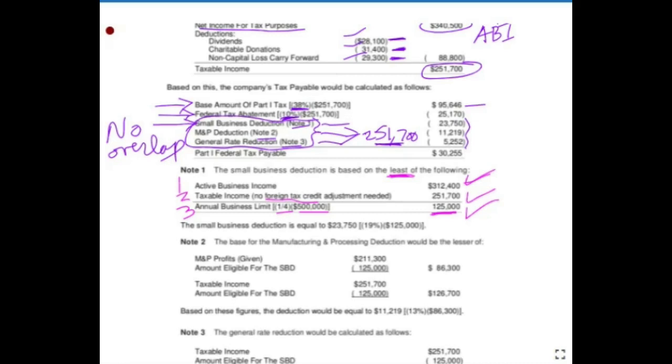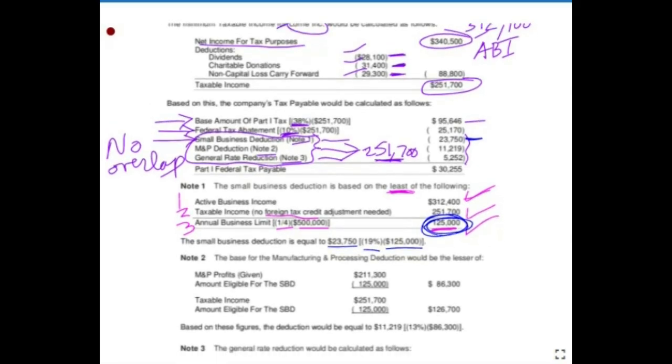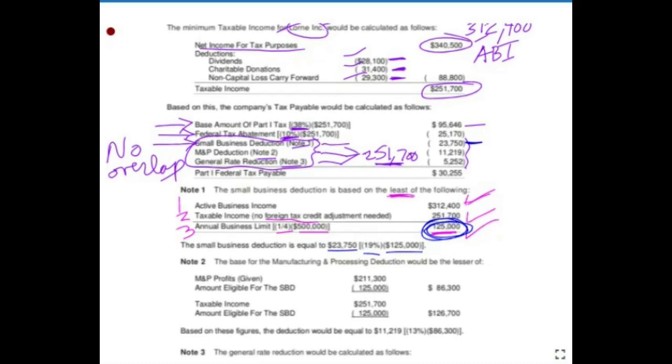So ding, ding, ding, the winner is 125. We take 125, multiply it by 18, and that's how we get our small business deduction. So it's going to be 23,750, and there it is, being subtracted from our overall calculation here. So far, so good. Any questions there?